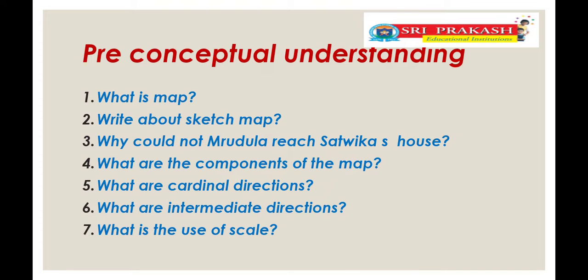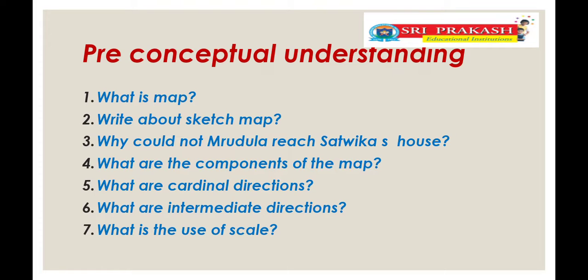See children, I would like to ask some questions on the previous classes. What is a map? A map is nothing but the earth drawn on a flat surface. Write about a sketch map. What is a sketch map, children? A sketch map is nothing but a rough map without any directions and symbols. Why could not Mridula reach Sadvika's house? Actually, she doesn't know the distance, so she could not reach Sadvika's house.